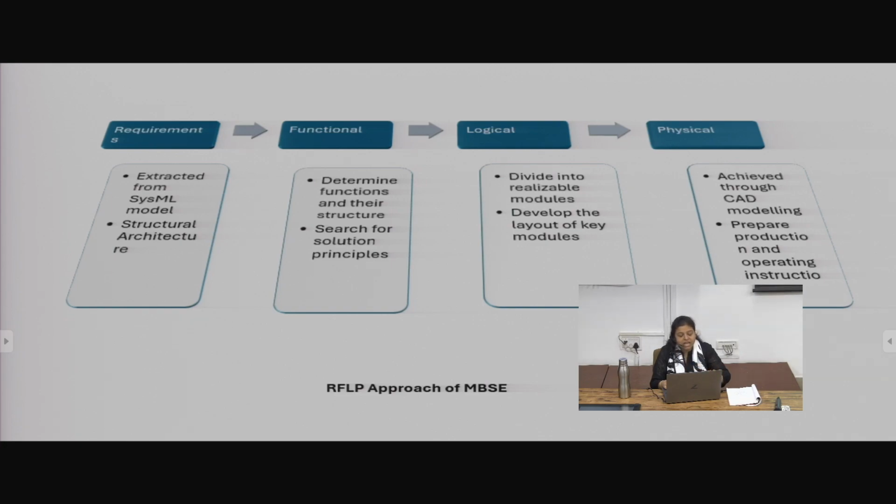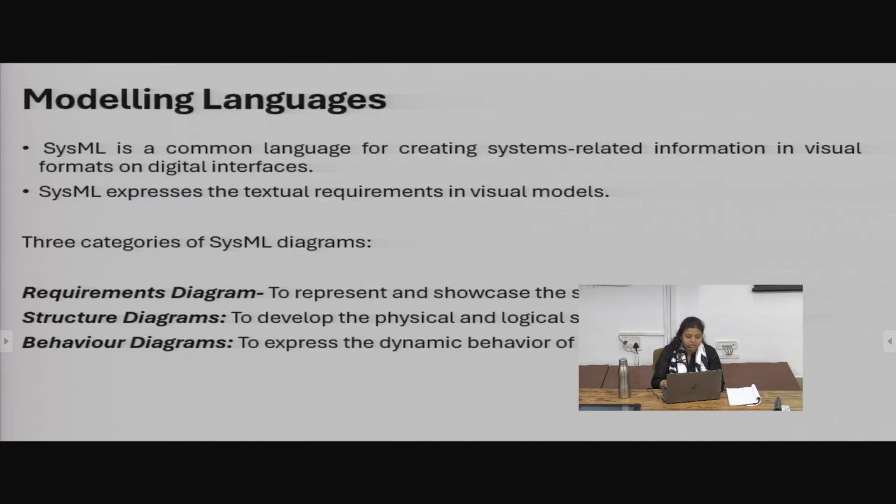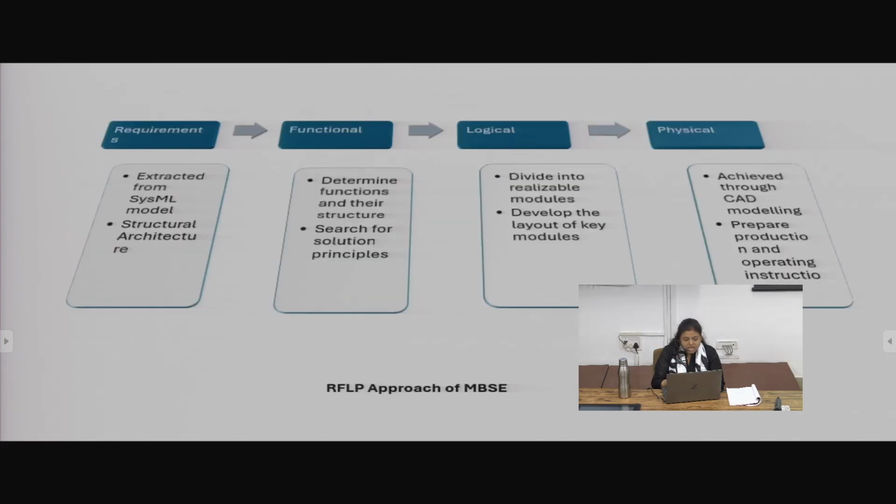So you can say this RFLP is the major foundation of MBSE, where we include the V model and come up with the systems implementation framework. So this RFLP model, I think most of the things I've already explained, right? So requirements, functionality, logical and physical is already explained.